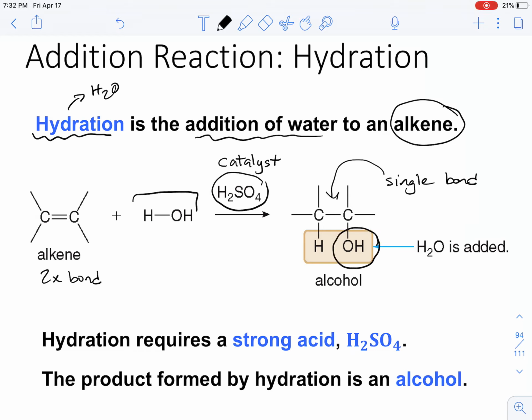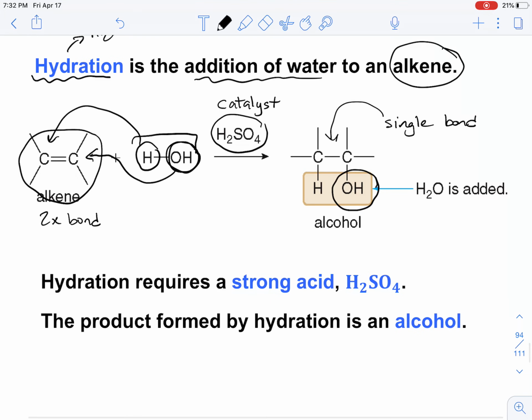And so it turns out that one of these hydrogens is going to go to one of these carbons, and the remaining piece, the OH, is going to go to the second carbon. That's the theory behind it. But this is just a generic alkene. There are some other underlying scenarios that we're going to discuss in just a second that will influence where the hydrogen is going to be placed and where the hydroxyl group or the alcohol group is going to be placed on the alkene.